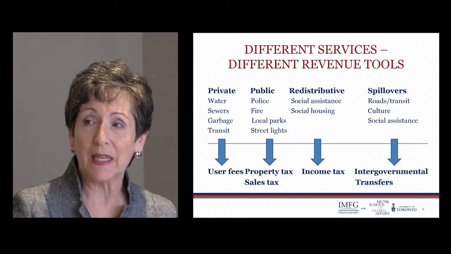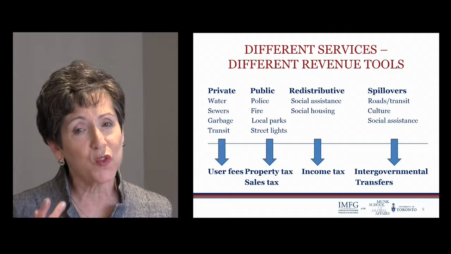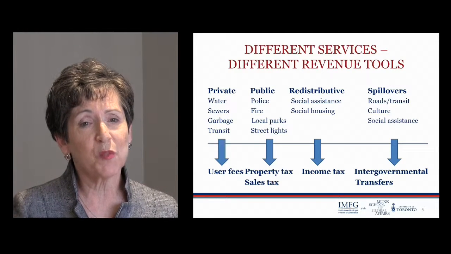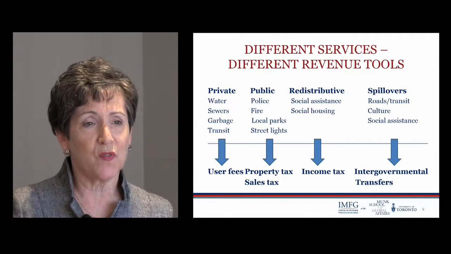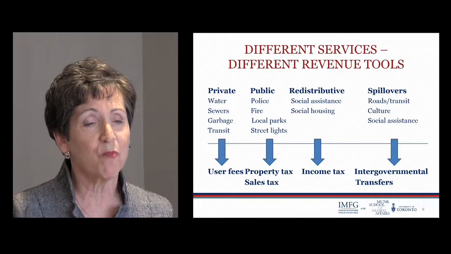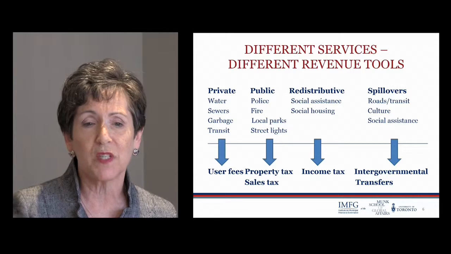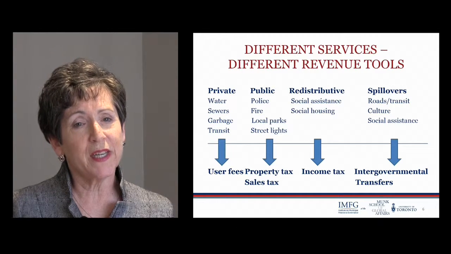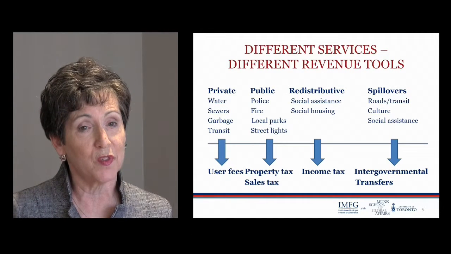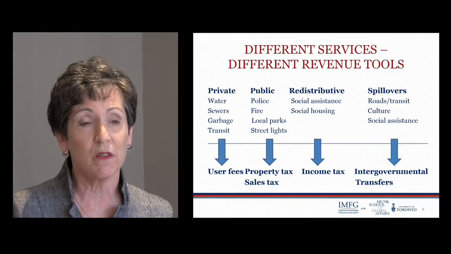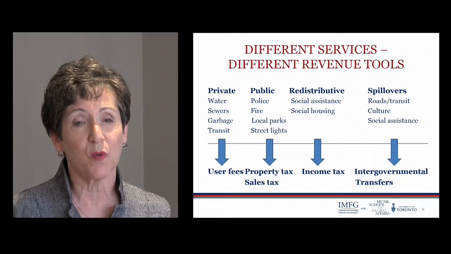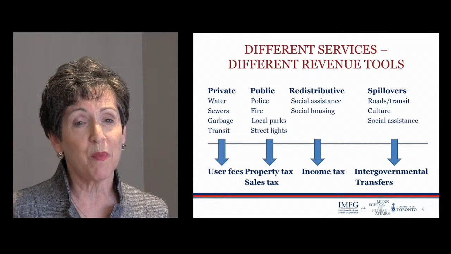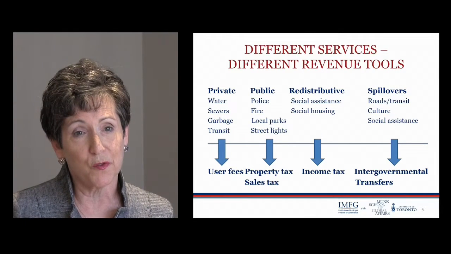So when we're talking about linking expenditures and revenues, we actually start with the services that we're providing and then figure out how to pay for them. And what local governments provide is a range of services. And the 4 categories we've put here are private goods, public goods, goods that are redistributive, and goods that have spillovers. So private goods are things where we can identify who benefits from that good or service, and we can charge them for it. Things like water, sewers, garbage, transit. These are things where we know who's using, we can measure how much they're using, and we can charge for it. So the best way to pay for these types of services is through user fees.